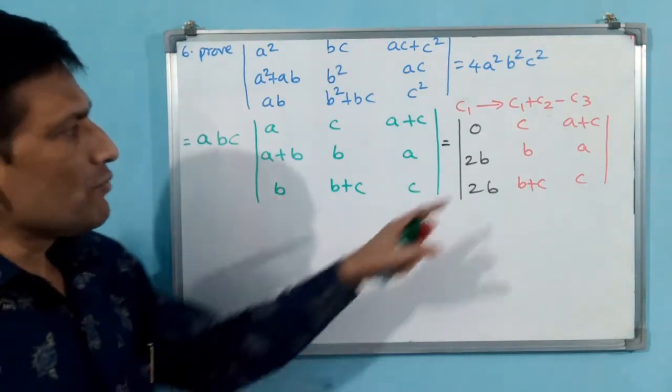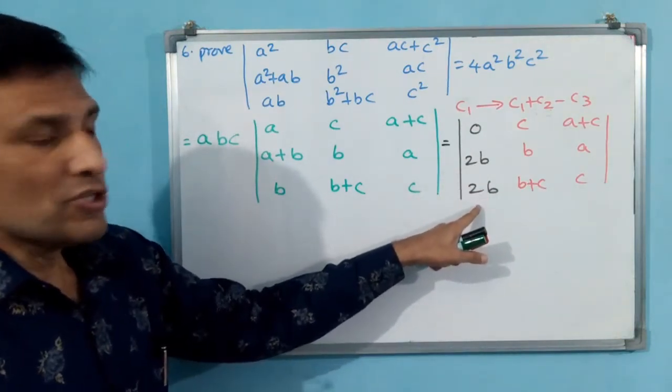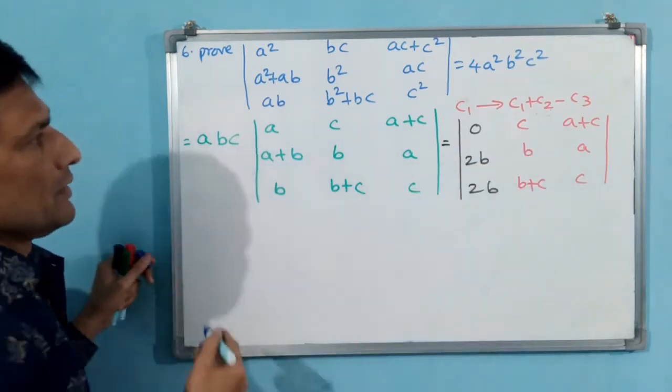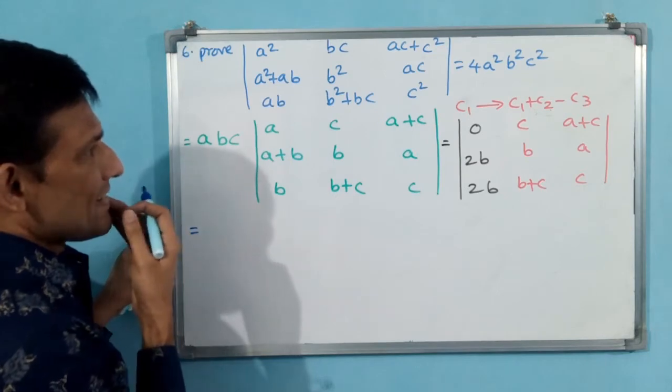Now what I am doing: 2b minus 2b, I am writing 0 here. Two zeros are going to appear, then we can expand easily. Write down, that is equal to.